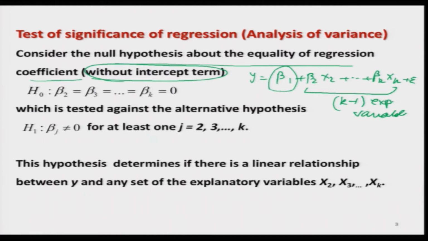Now we consider the null hypothesis beta 2 equal to beta 3 equal to beta k is equal to 0, and the alternative is this. This hypothesis can be rejected even if there is one pair of beta j's which are not equal, or any of the beta j is not equal to 0. So the alternative can be framed as H1: beta j is not equal to 0 for at least one j going from 2, 3 up to k. If any of the regression coefficients is not equal to 0, then the entire null hypothesis is going to be rejected.